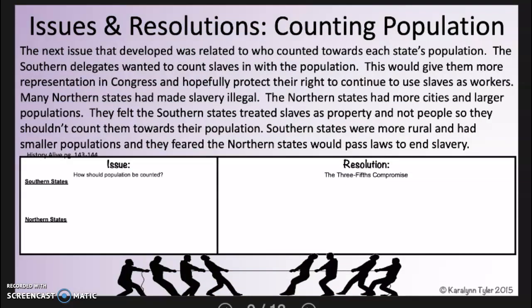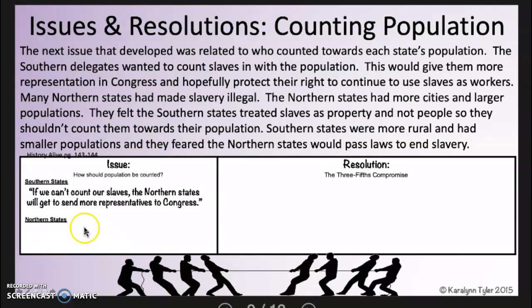The second issue is the issue of slavery. In terms of counting the population to figure out how many representatives to send to our Congress, the southern states felt that they needed to count their slaves, because in those southern states, enslaved Africans made up a large part of the population. If they couldn't count their slaves, the southern states worried that the northern states would get to send more representatives to Congress.